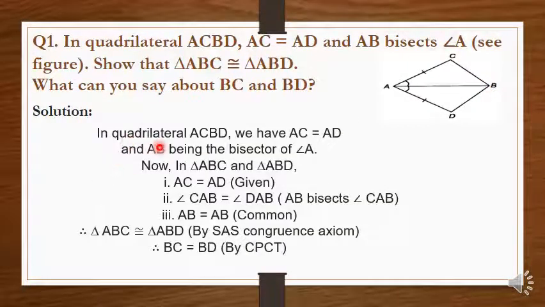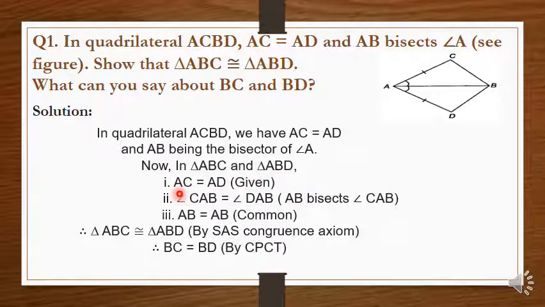So we can see that this is a common one, that is an equal side. So we can write that in quadrilateral ACBD we have AC equal to AD, which is already given, and AB being the bisector of angle A, we can see that angle CAB is equal to DAB. So there is a pattern for how we should write it. Now in triangle ABC and triangle ABD, with respect to triangle ABC, whatever side will be equal, we will write on the left hand side because we have written ABC on the left hand side. And the remaining parts of the other triangle will be written on the right hand side.